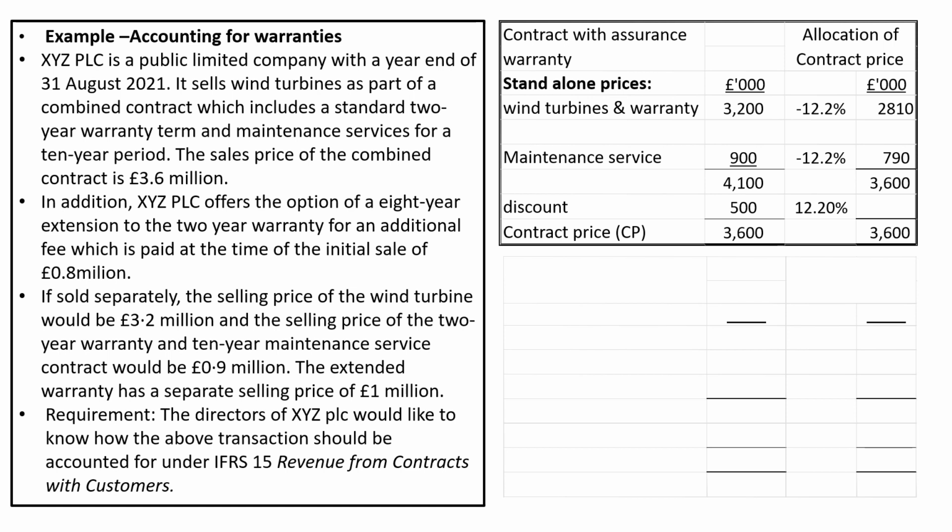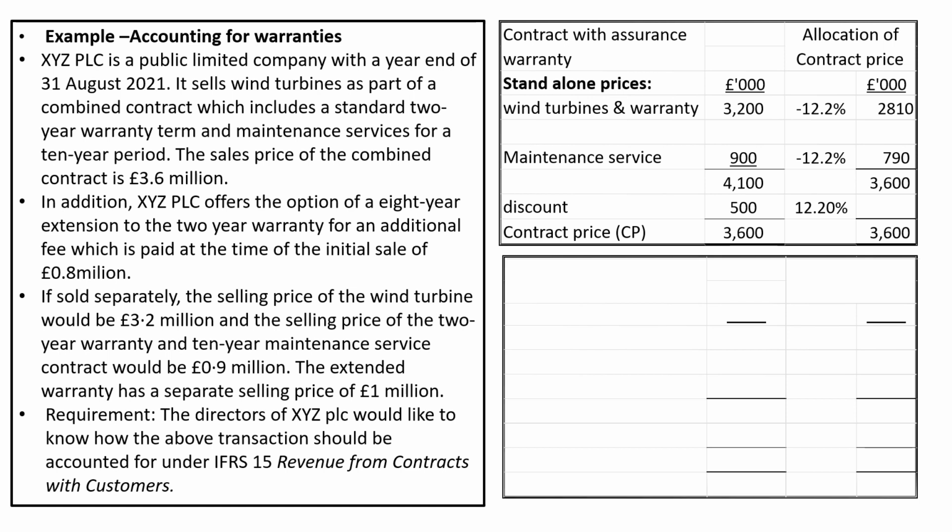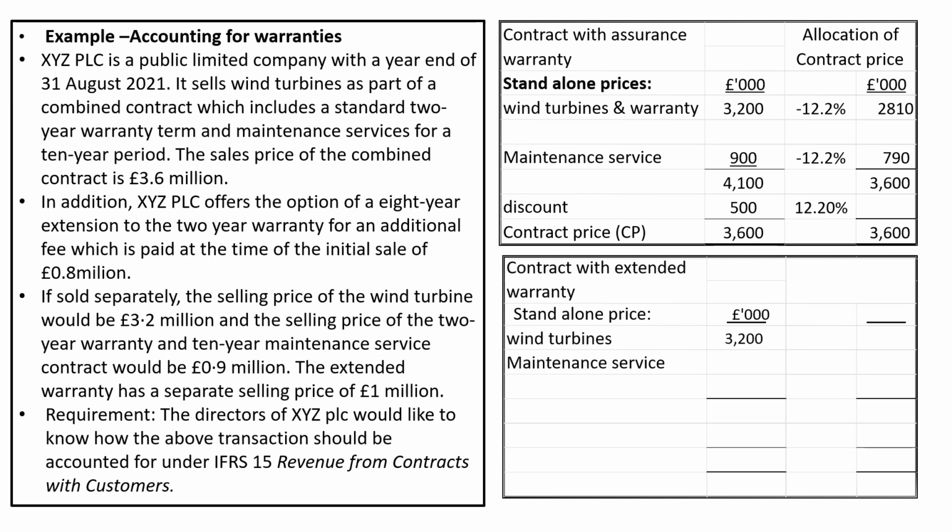contract price of 3,600. Our next task is to look at a contract with the extended warranty, where there are three performance obligations. So the standalone price for the wind turbines is 3,200, the maintenance service is 900, and the extended warranty, which is 800, 1,000, and that gives us a total figure of 5,100.